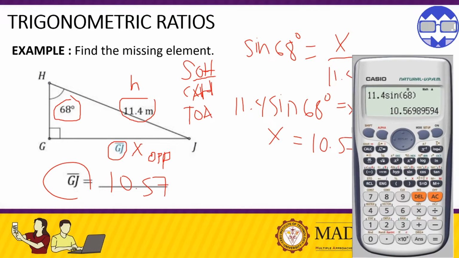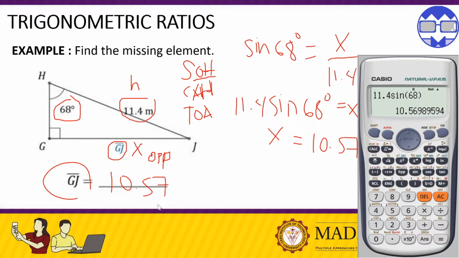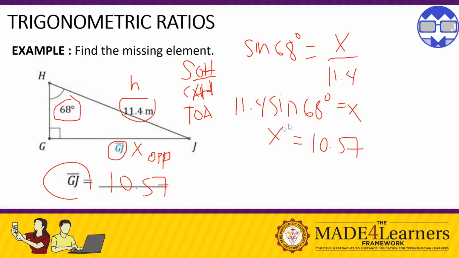Okay, and take note, let's just take this one. Take note that we have a unit here, hence we will use the unit meters also. And this is our final answer. So the missing side is 10.57.